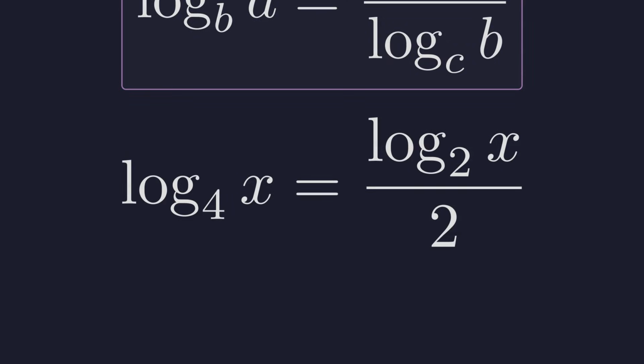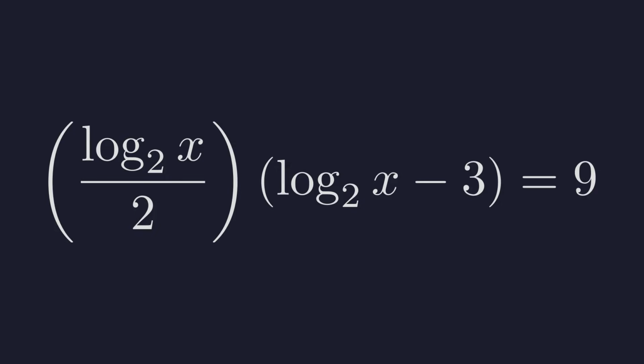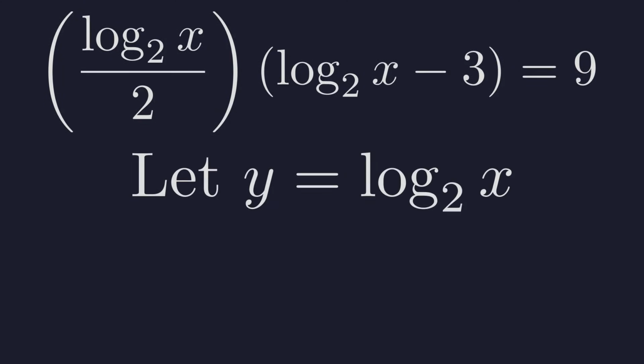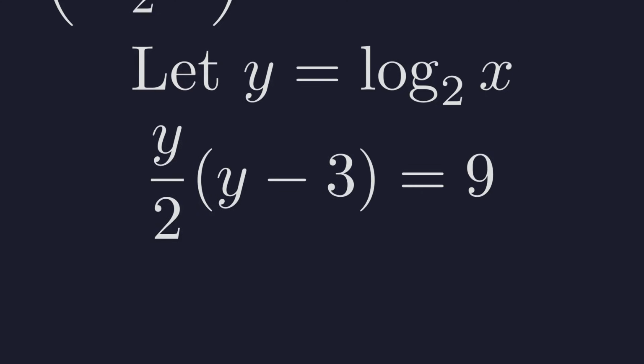This structure looks familiar. This equation is quadratic in form. A simple substitution will make this obvious. Let us look at the equation again. The term logarithm base 2 of x appears twice. To simplify, we can substitute this repeated term with a new variable. Let us say y. Let y equal the logarithm base 2 of x. The equation transforms into a much simpler quadratic equation in y.